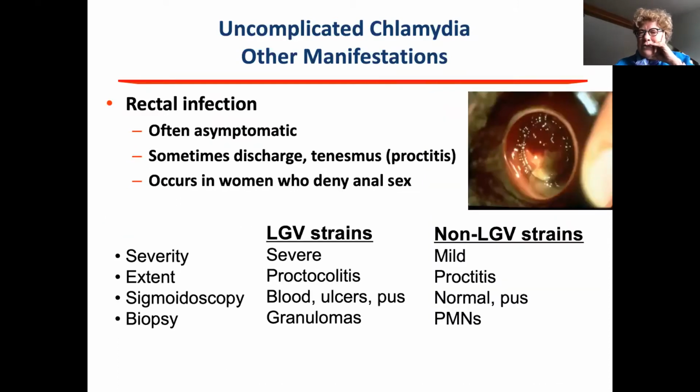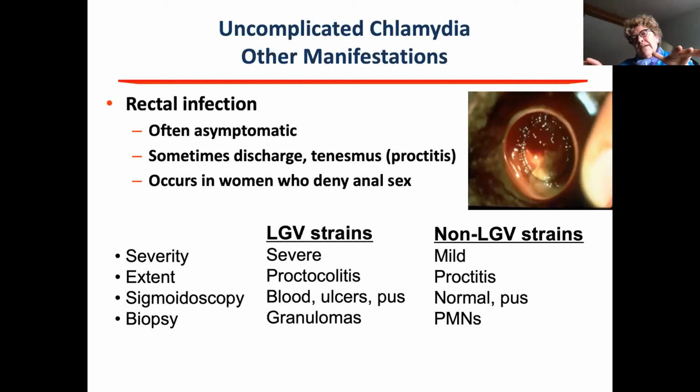And then lastly, with rectal infections, just to remind people that, as we said earlier, it was usually asymptomatic, but you can, just like with gonococcus, get sometimes symptomatic proctitis presenting as discharge or tenesmus. It can occur in women who deny anal sex, thought to be maybe due to oral transmission, but that's still being studied. But just to be aware, it occasionally has been seen in women.